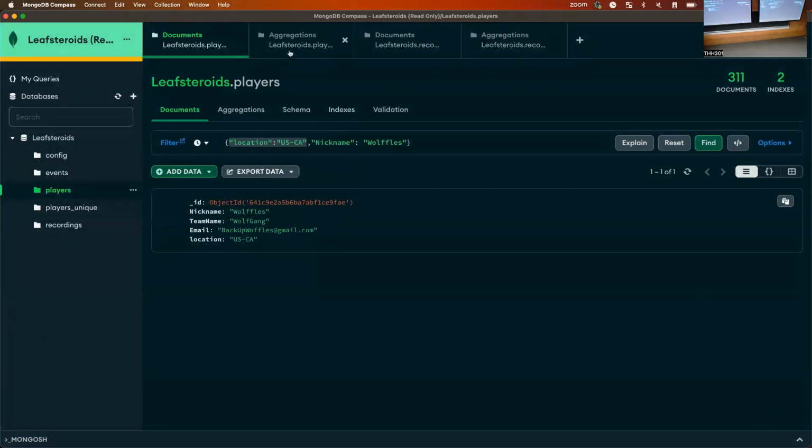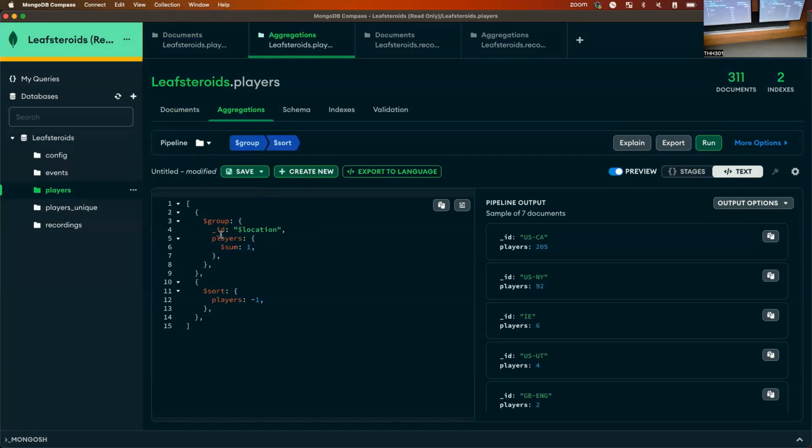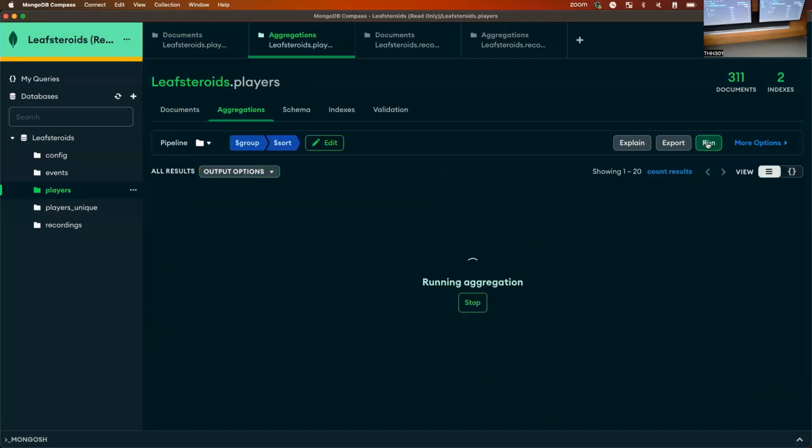Let's do something more. What about if we say, I want to find out all the players we have, group them by location. I'm going to group by location, and then just sum of 1, and then sort them. Run.